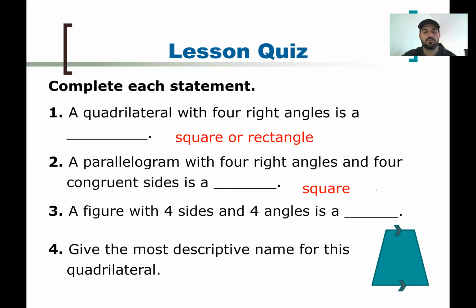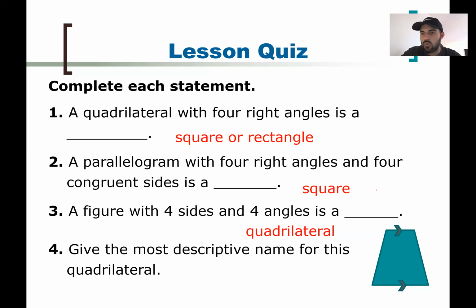Now let's look at number 3, a figure with 4 sides and 4 angles. So it just needs to have 4 sides, and it just needs to have 4 angles. So don't be overthinking the classifying. If it has 4 sides and 4 angles, the basic way of describing it is a simple quadrilateral. Okay, very simple. If it has 4 sides, 4 angles, that's a 4-sided polygon. It is a quadrilateral.